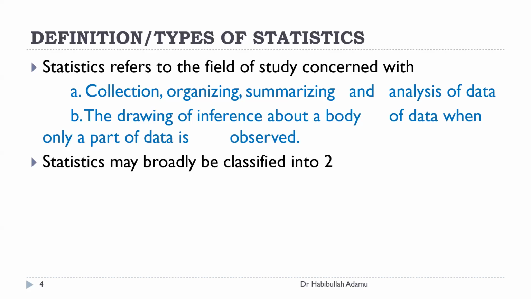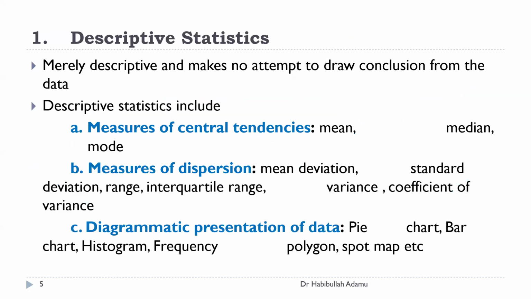So based on this definition, statistics is broadly classified into two. One is descriptive statistics, and the second one is inferential statistics. So descriptive statistics is the one that is covered by the first component of the definition. It deals with just collection, collation, analysis, and interpretation of data. There is no drawing of conclusion. So when you just collect, analyze your data and interpret.